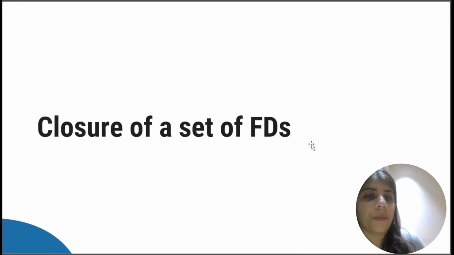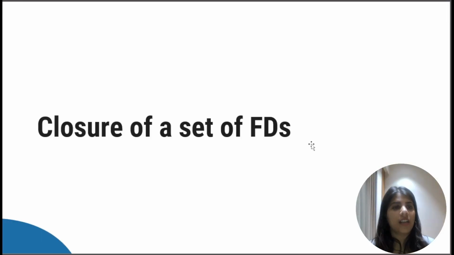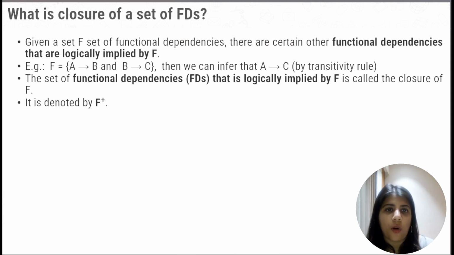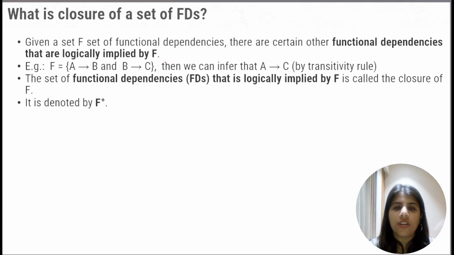Let's understand our next topic, which is closure of a set of functional dependencies. Now what is closure? If you are given a set F of functional dependencies, there are certain other functional dependencies also that are logically implied. How will they be logically implied? By the rules we just learned. Example, F is a relation in which A determines B and B determines C, then we can infer that A determines C. We have already understood this with the transitivity rule.